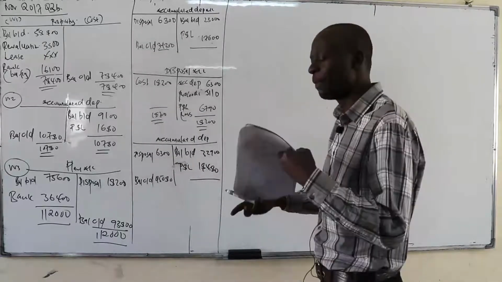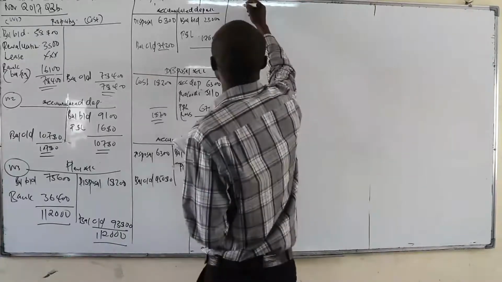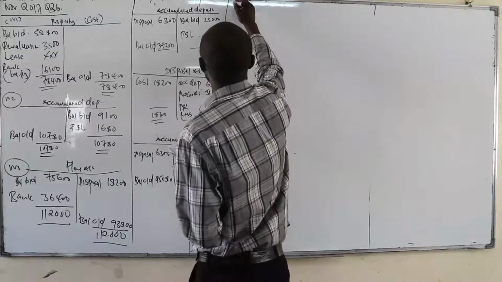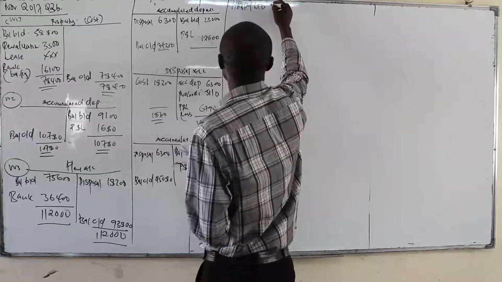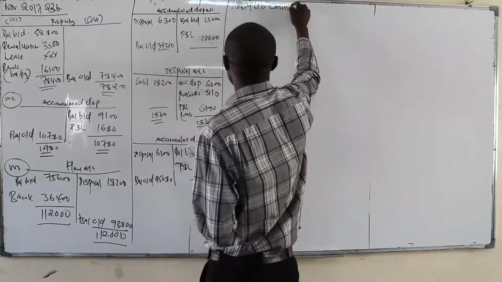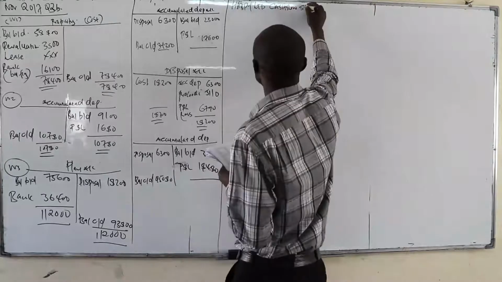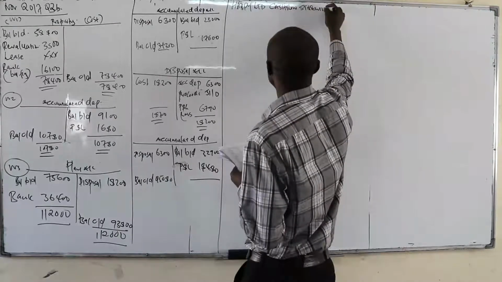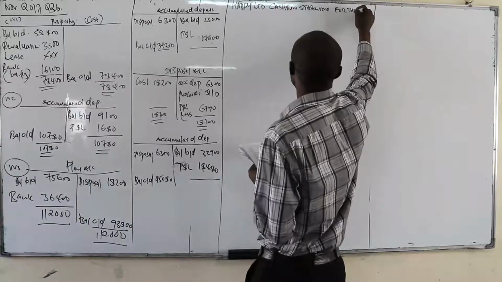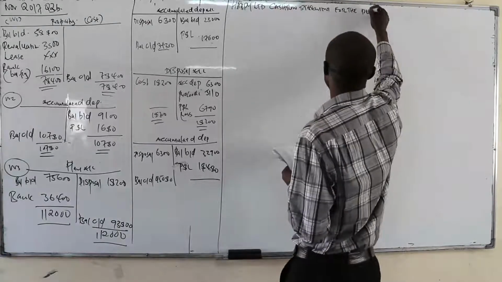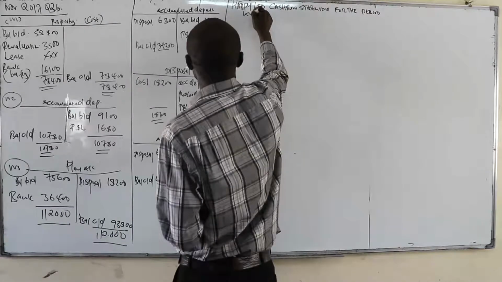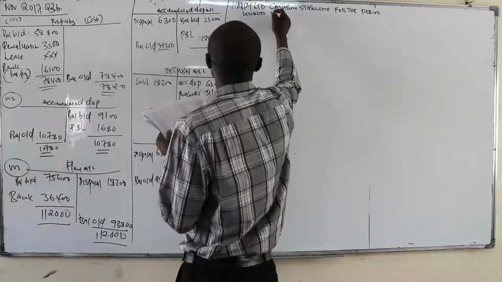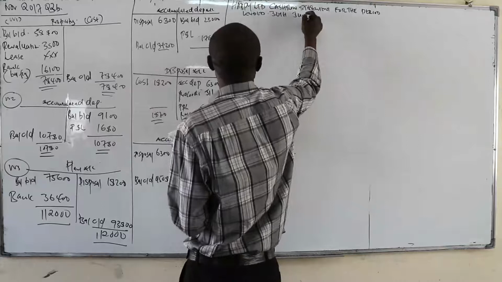So write Happy Limited. That is the name of the company. Happy Limited. Cash flow statement for the period ended 30th June 2017, and then you underline.